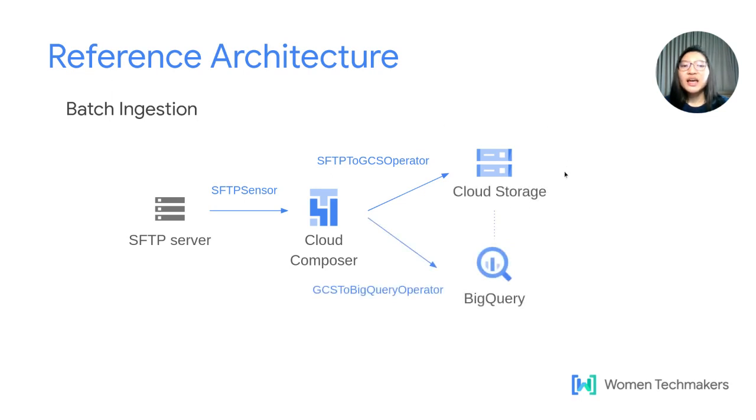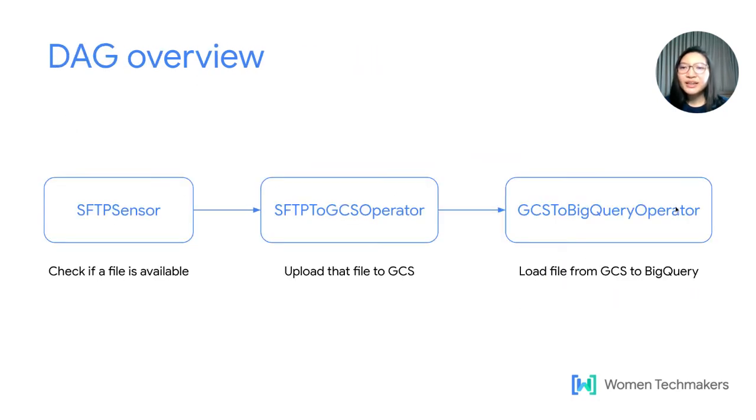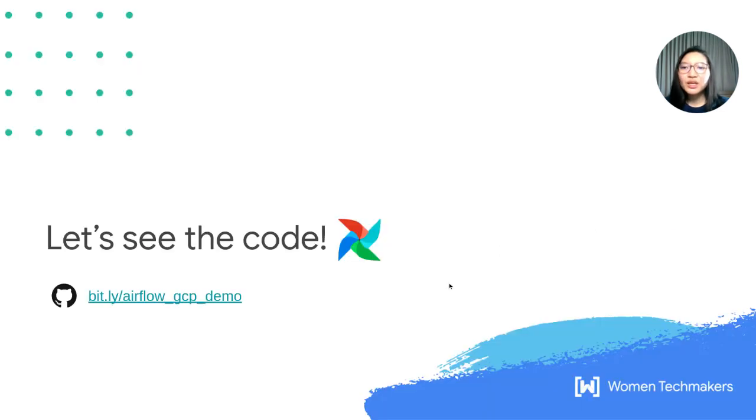And next, after the data is in Google Cloud Storage, it will import the data into BigQuery using the GCS to BigQuery operator. From BigQuery, you can run analytic workloads or further transform your data, and you can show it on a BI dashboard as well. To summarize, our DAG contains 3 tasks. The first starts with the sensor to check whether the file is ready or not. Then it will upload to GCS, and lastly, it will load that file to BigQuery.